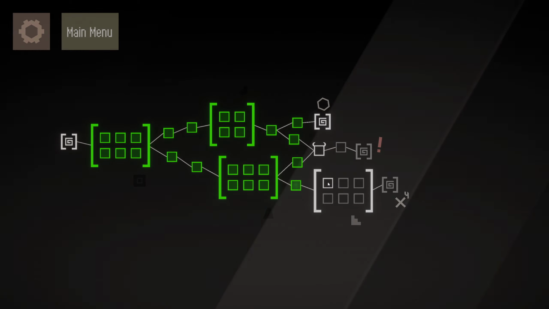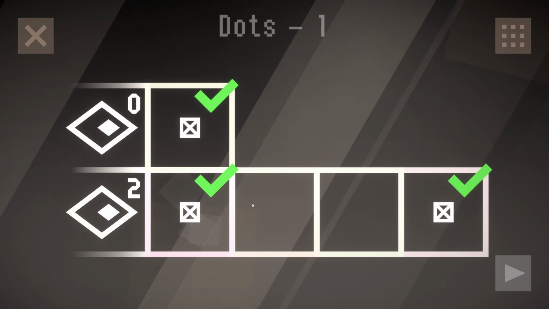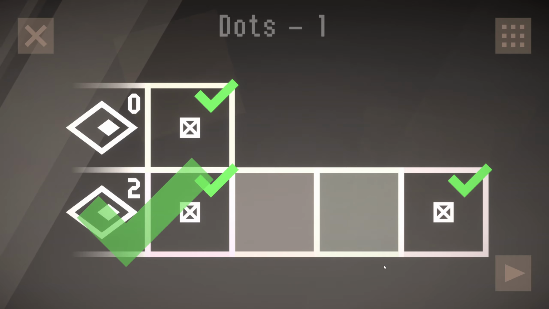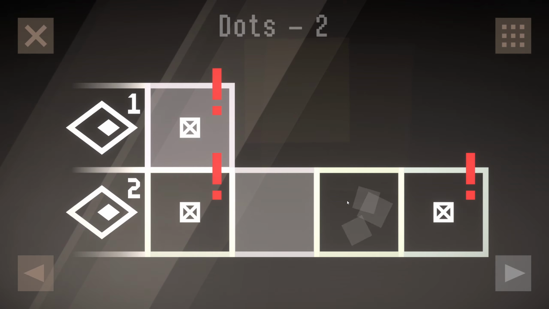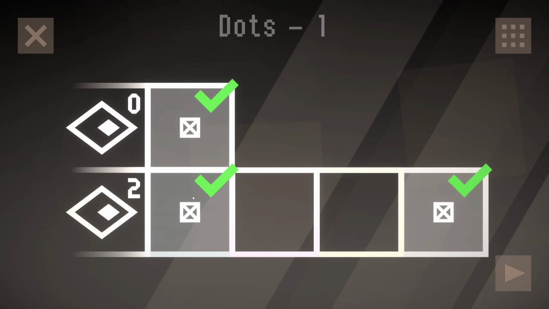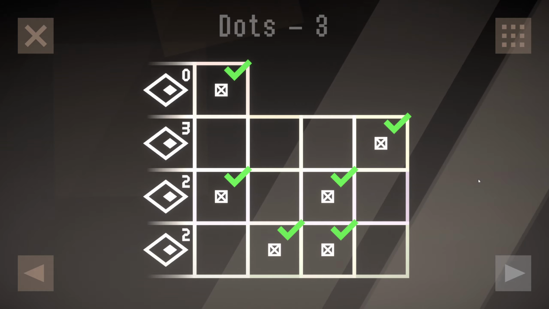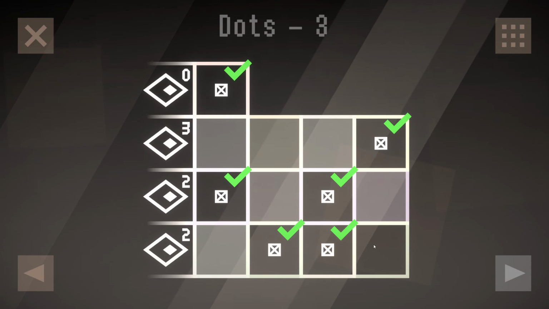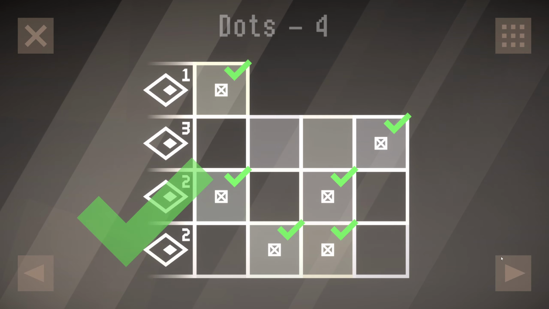We unlock this zone. Dots 1. We have a new mechanic. Touching any of the dots turns off the dots. You want 0, you want 2. Okay. Oh, do they all need to be the same to be valid? Interesting. So if this is 0, these all have to be off. 1, 2, 3, 1, 2, 1, 2. Okay, you've taught me the mechanic. I understand.